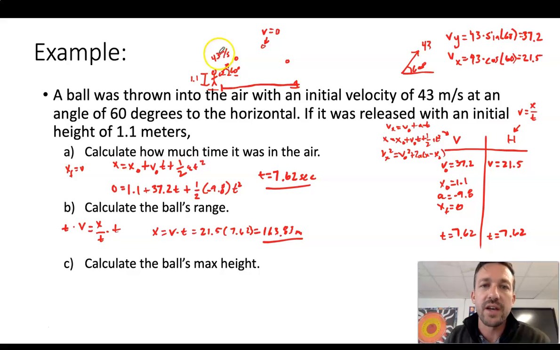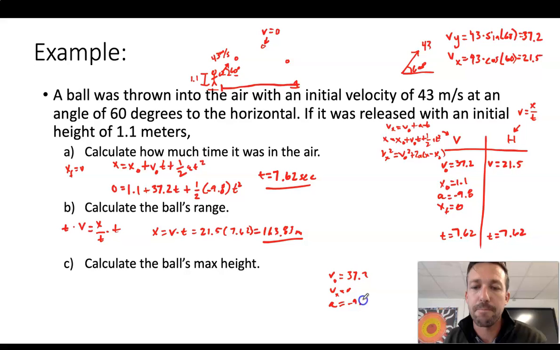And we do know the initial velocity here, vertically, was 37.2, right? So it looks like if you just focus on vertical stuff, one thing that you know is your initial velocity was 37.2. You know your final velocity was 0. You know, vertically, your acceleration was negative 9.8. And it wants to know, calculate the ball's height. So it's looking for this, right? And we know our initial height was 1.1. So it's looking for our final height, right?